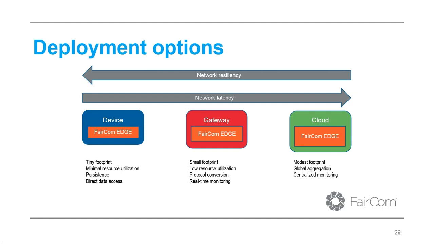And this could be a nice way to aggregate data across multiple locations. So you might have, say, hundreds of devices at a location. That data is aggregated at a gateway. And then you might have gateways in different locations across the country, across the world. And then those can be aggregated further in the cloud. So it's up to you where you want to run FairCom Edge, where you want that MQTT broker to reside. I think the sweet spot is going to be that gateway.